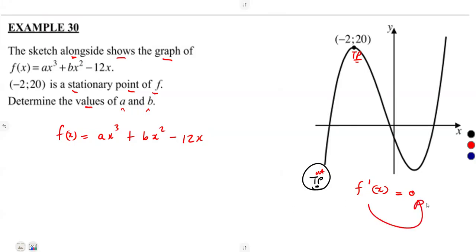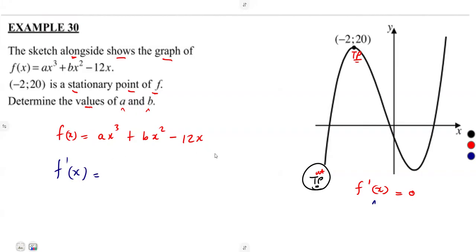This alone is an equation, because we're saying this is equal to this. So we can form an equation from our f of x using this derivative concept. So let us determine the first derivative with respect to x.